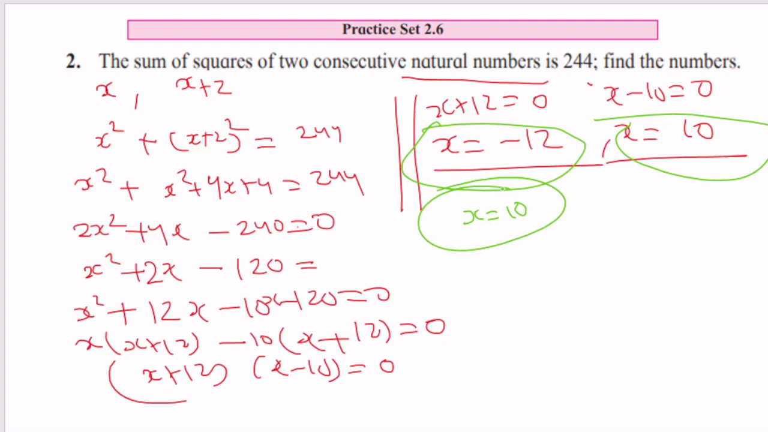If one number is 10, the other number will be x plus 2, so that should be 12. So we have two numbers, 10 and 12. You have to be smart to get the final answer. By mistake, if in the exam you write minus 12 and 10 as your final answer, then you are wrong. Even if you multiply, minus 12 into 10 is minus 120, which is incorrect.